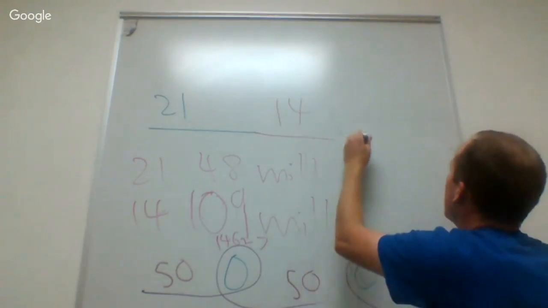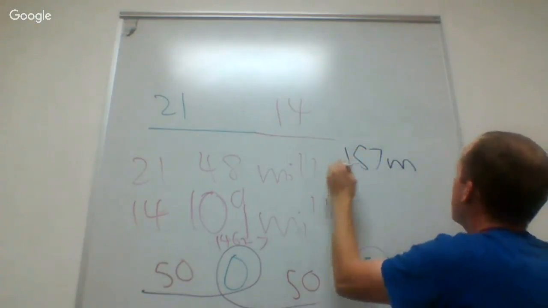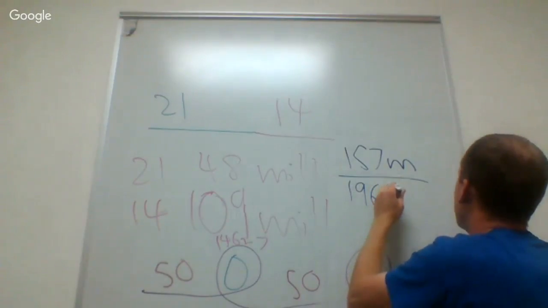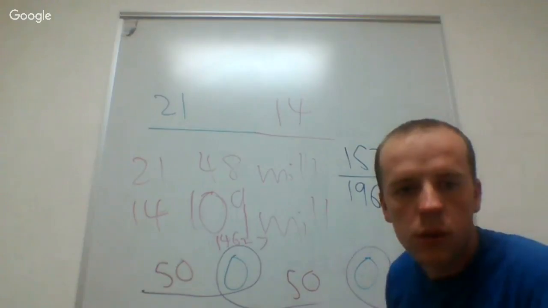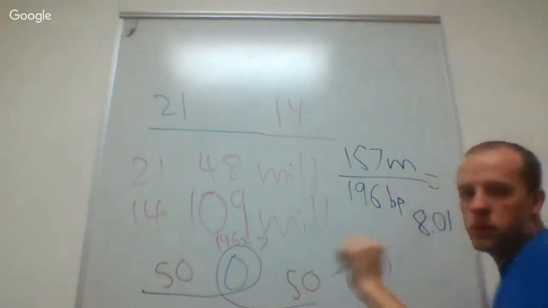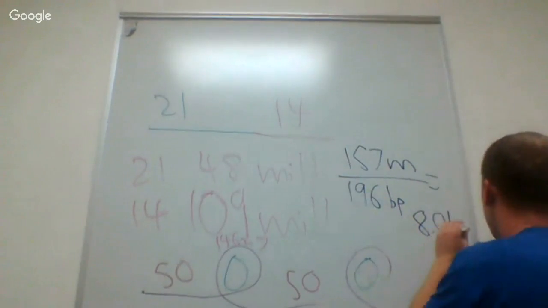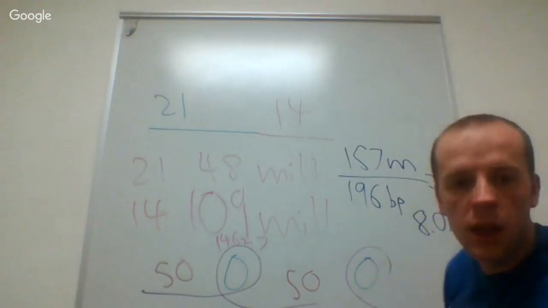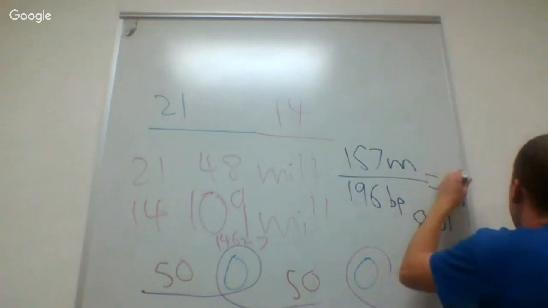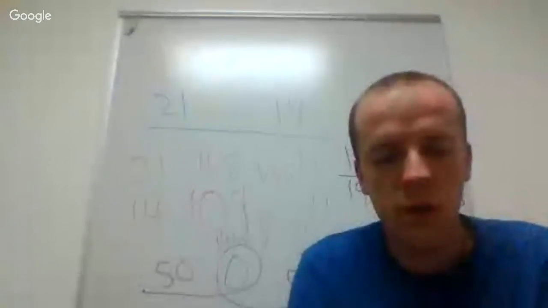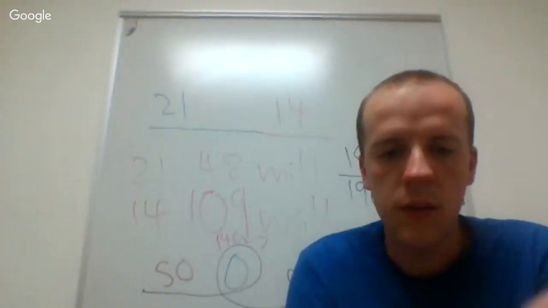So it's 157 million divided by 196 base pairs. And that equals 8.01 times 10 to the something nucleosomes. Okay, part C. How many H2A molecules would you expect to find within this for each?